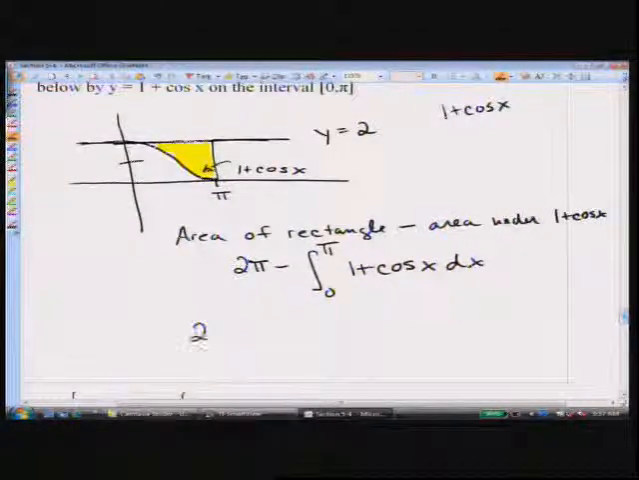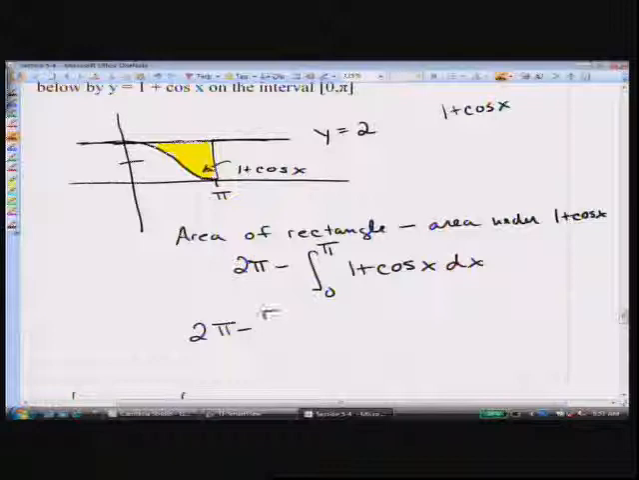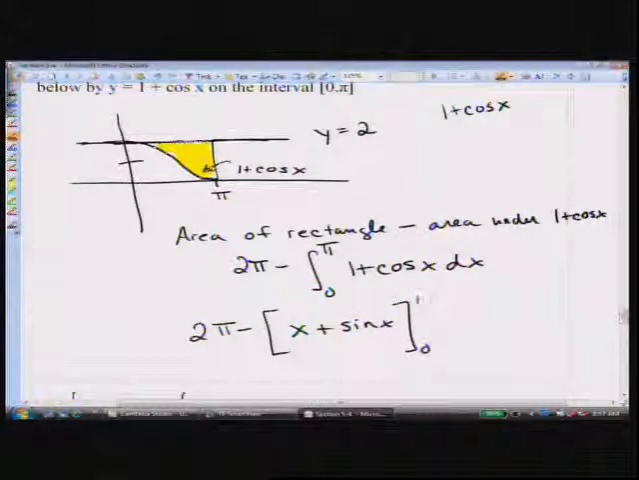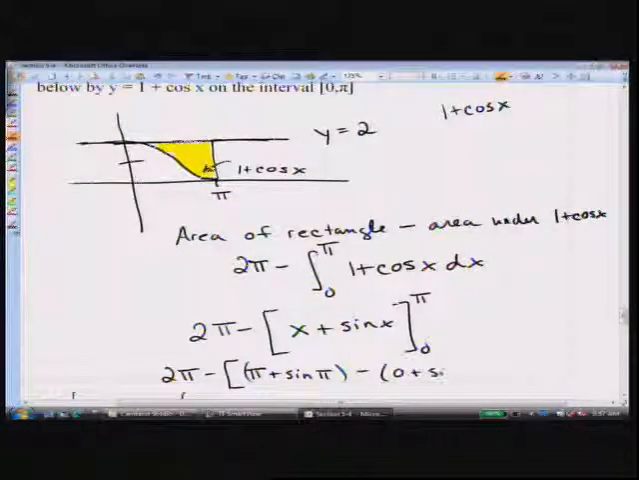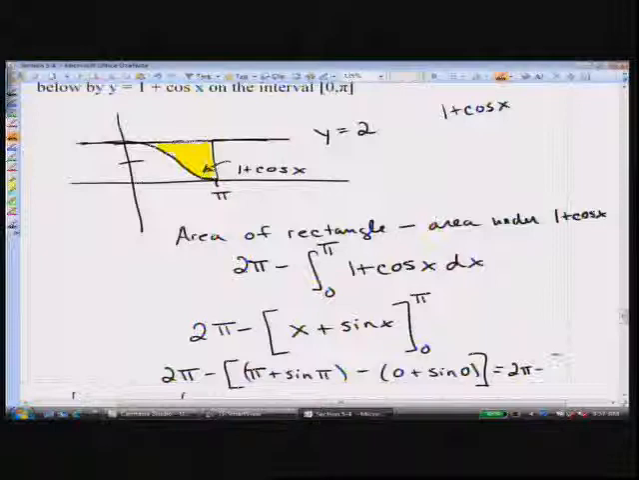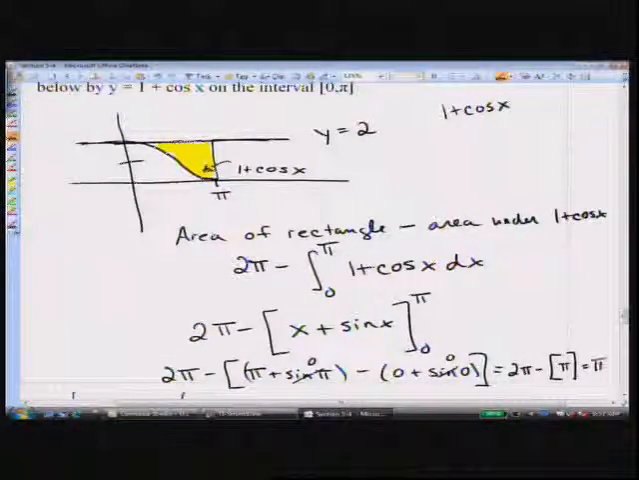So this is just going to be 2 pi minus, all right, the antiderivative of 1 plus cosine x is going to be x plus the sine of x evaluated between 0 and pi. So this is 2 pi minus f of b, which is pi plus the sine of pi, minus f of a, which is 0 plus the sine of 0. And so this is 2 pi minus, okay, the sine of pi is 0. The sine of 0 is 0. So this is just 2 pi minus pi, which is equal to pi. So that's the area in between there.